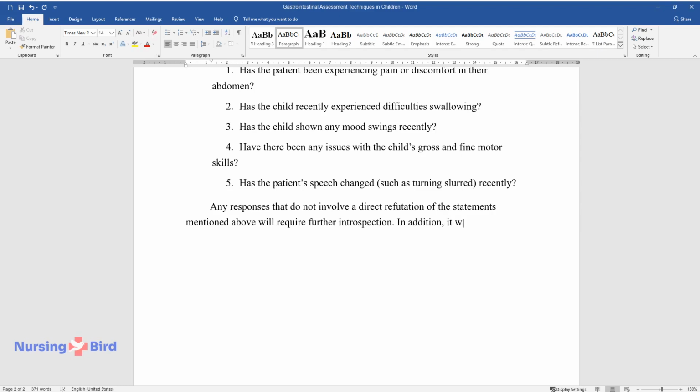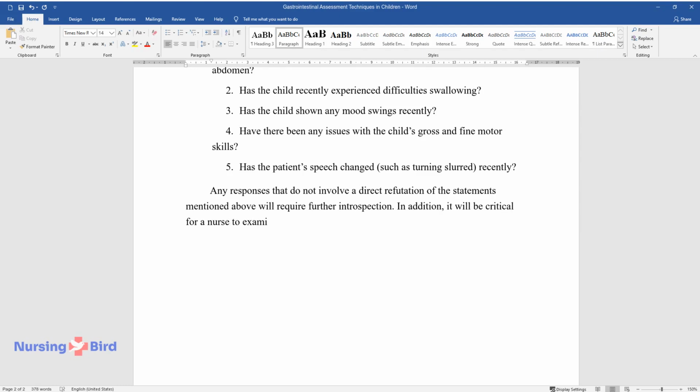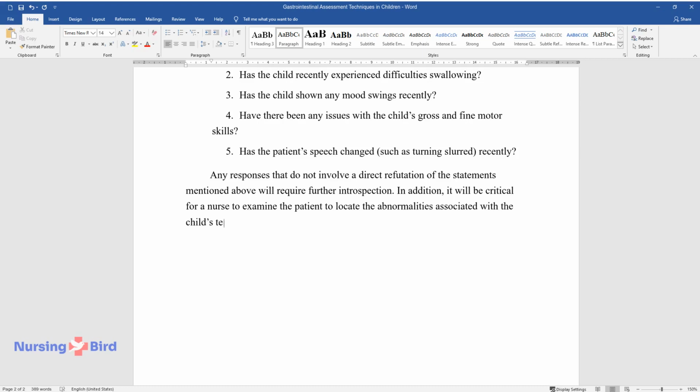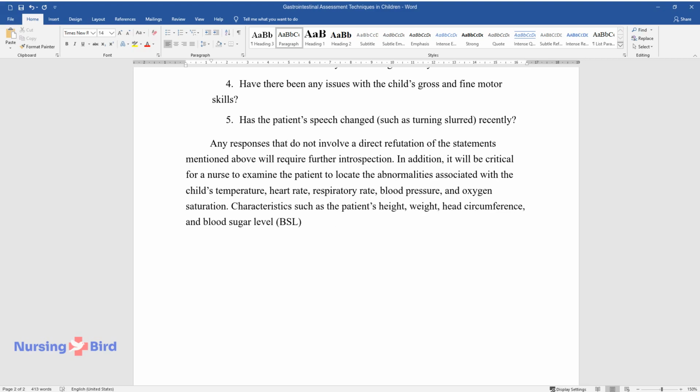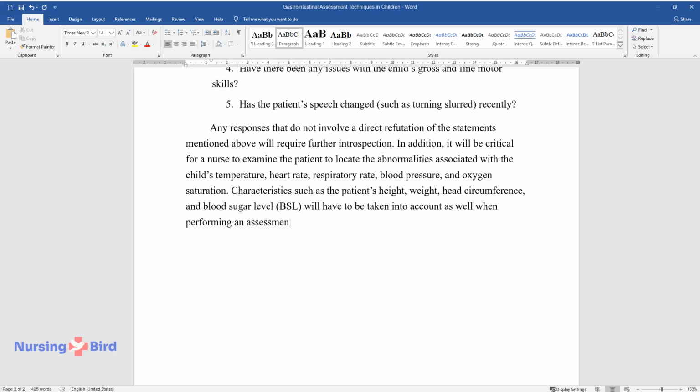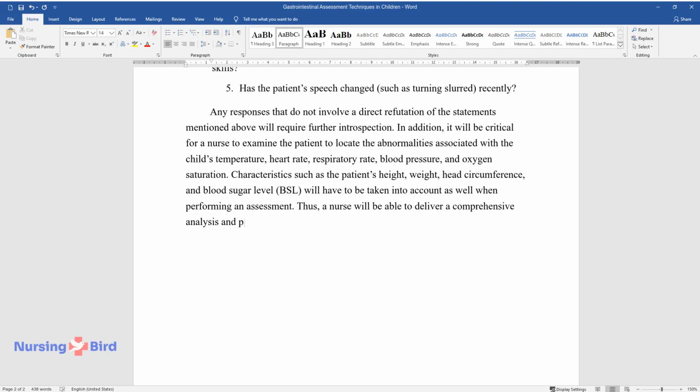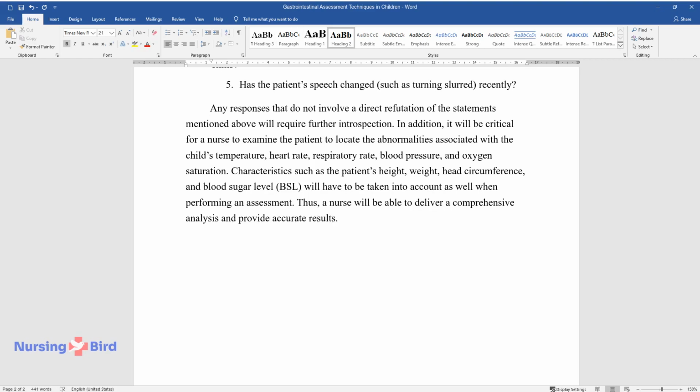In addition, it will be critical for a nurse to examine the patient to locate the abnormalities associated with the child's temperature, heart rate, respiratory rate, blood pressure, and oxygen saturation. Characteristics such as the patient's height, weight, head circumference, and blood sugar level, BSL, will have to be taken into account as well when performing an assessment. Thus, a nurse will be able to deliver a comprehensive analysis and provide accurate results.